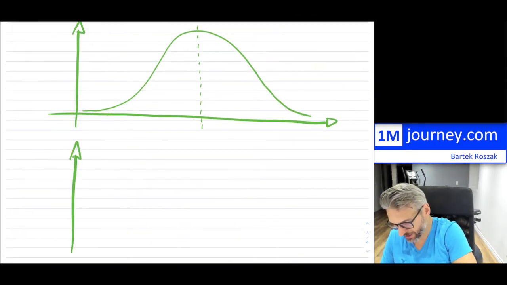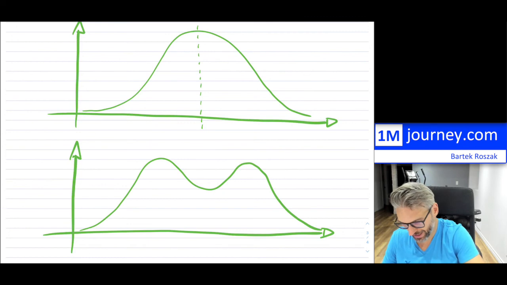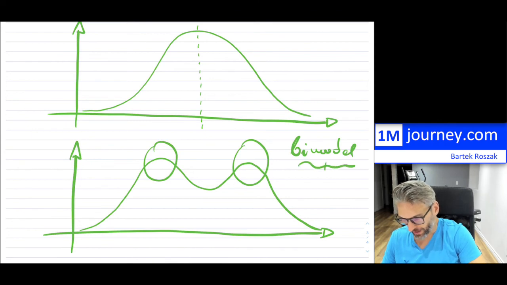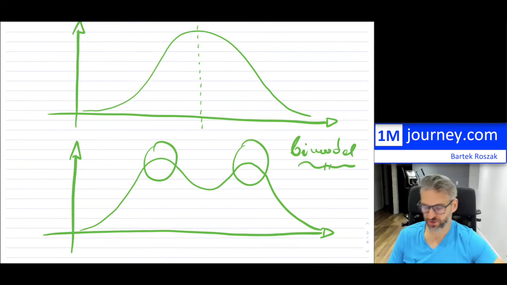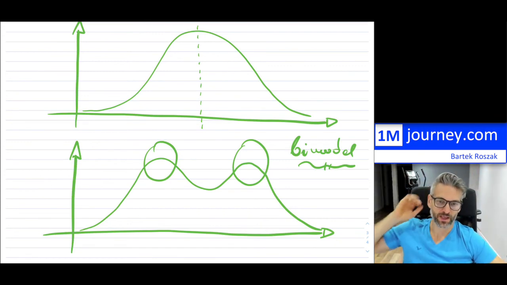Sometimes you'll see something like this. It kind of has a double hump like that. So this is called bimodal, right? It's called bimodal because there are two of those modes, those humps that you see there. So you might see that.